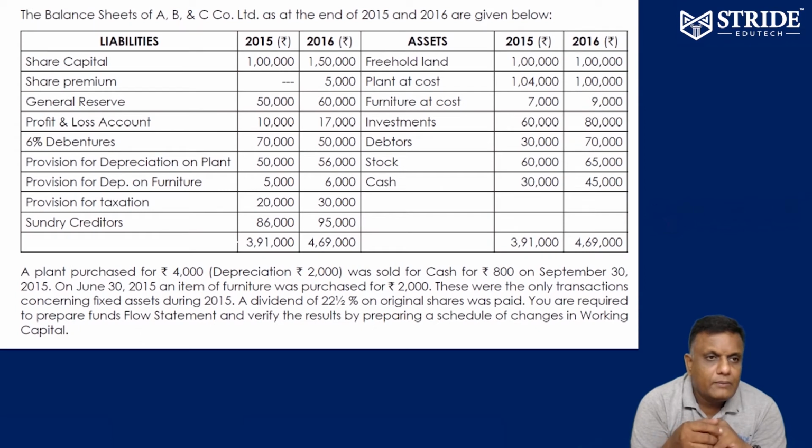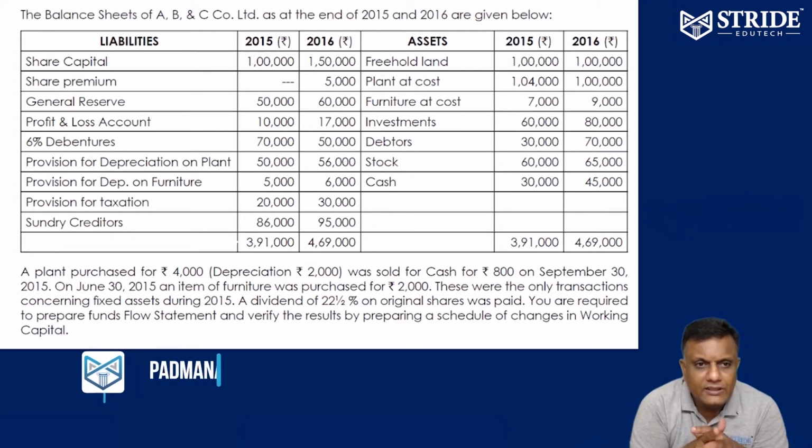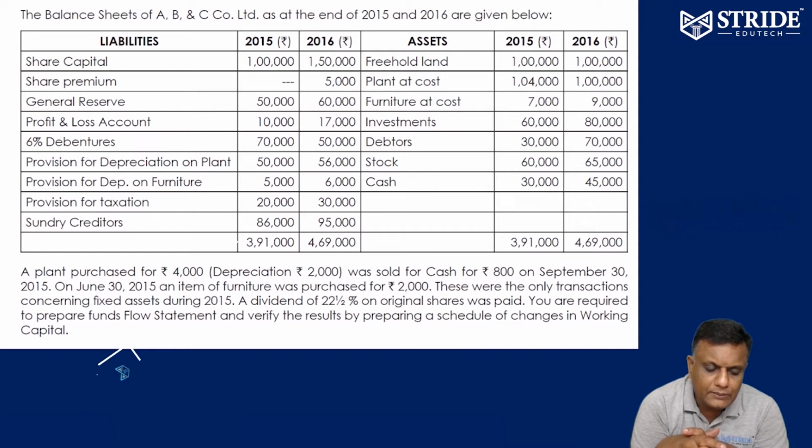Let's see the balance sheet of A, B and C Company Limited at the end of 2015 and 2016 given below. Liability 2015-2016: share capital opening 1 lakh, closing 1,50,000. Share premium opening dash, closing 5,000, which means share capital increased by 50,000 and share premium raised by 5,000. So 55,000 raised, we can put it in the issue of share capital. In the fund flow statement, issue of share capital is a source of funds, so we put 55,000: 50,000 share capital and 5,000 premium.